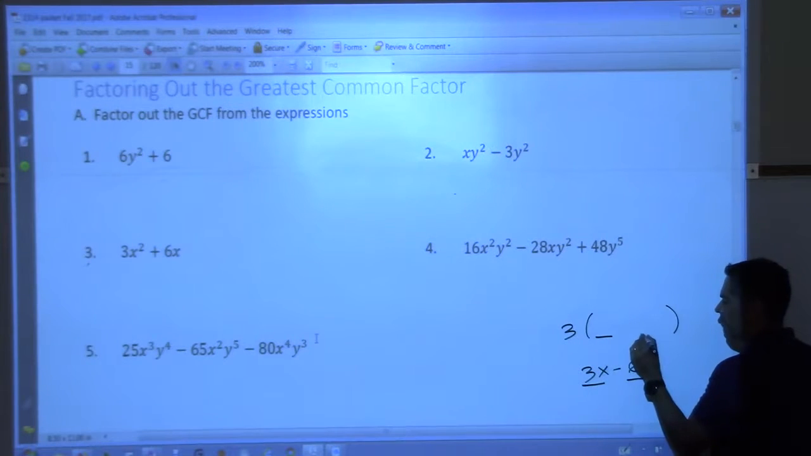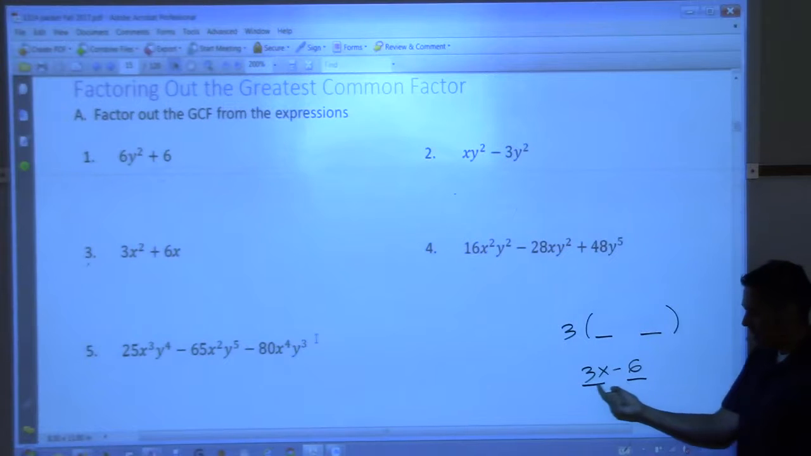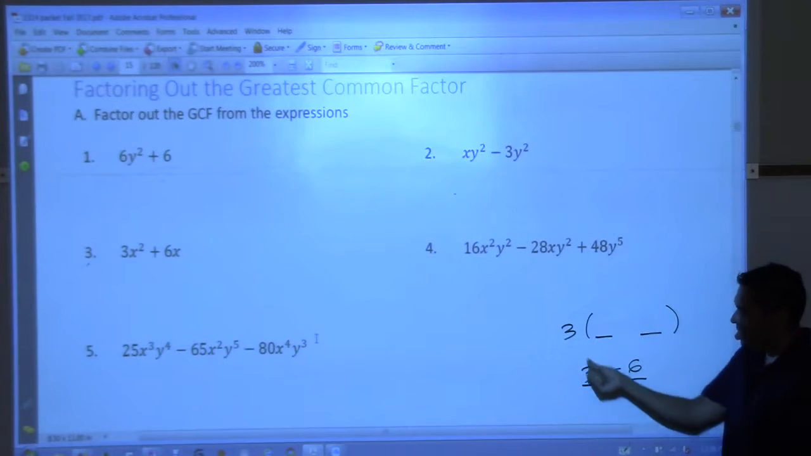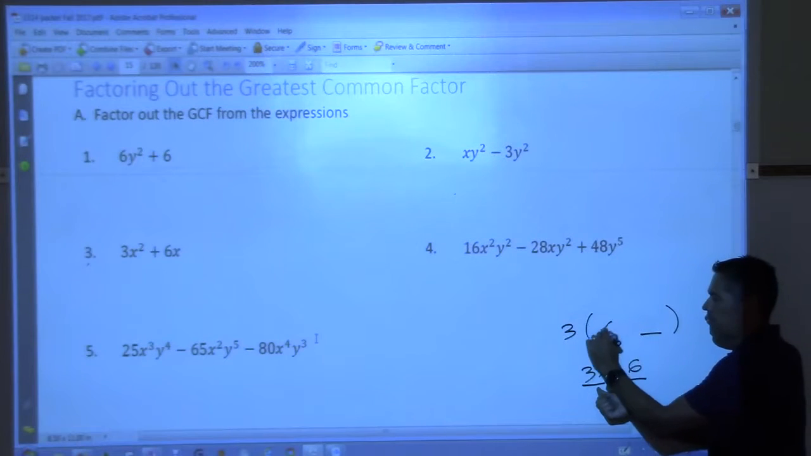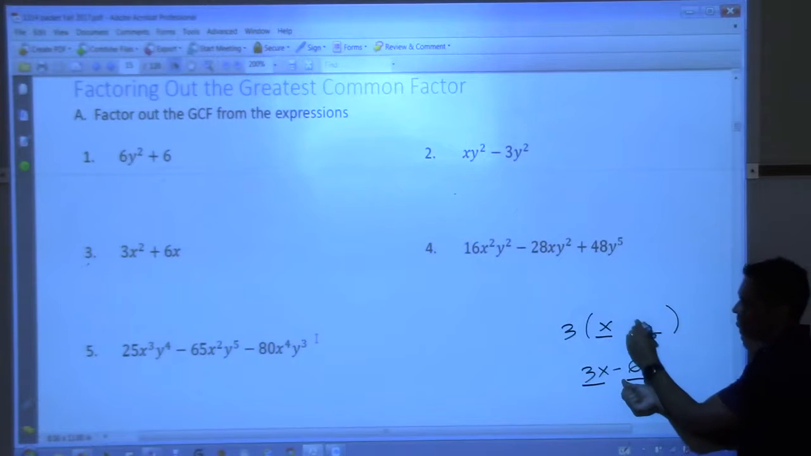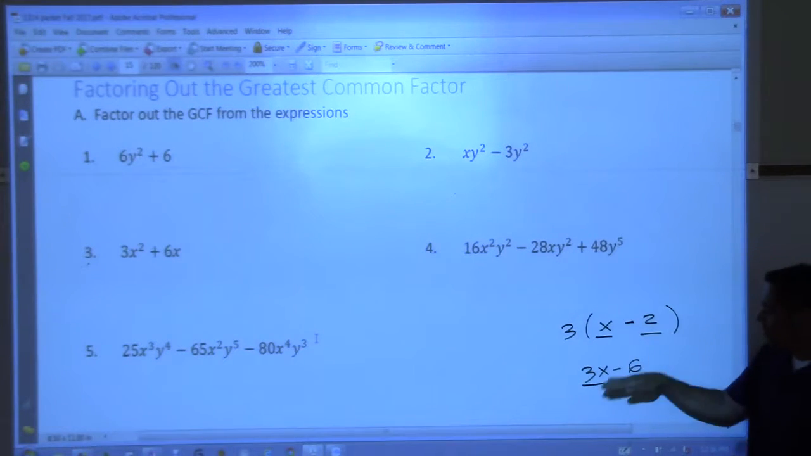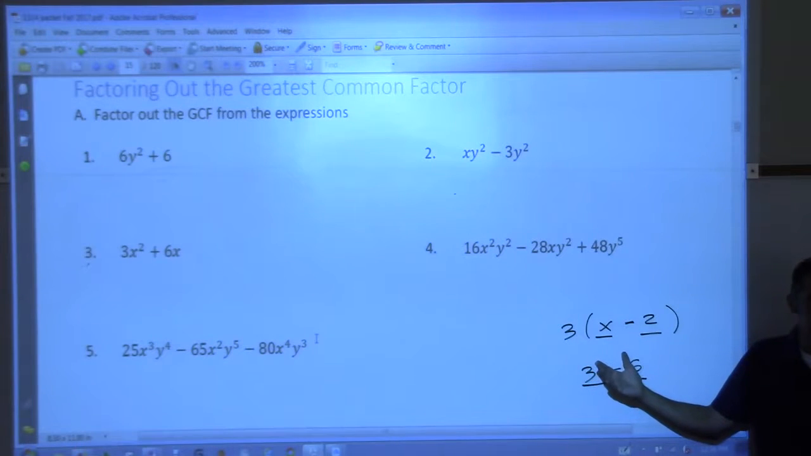And what I have to do is kind of reverse engineer this, figure out what I put here and here to get back these 2 things. So what would I have to multiply 3 by in order to get 3x? Just an x. And then what would I have to multiply 3 by to get negative 6? Negative 2, so I put minus 2 there, and that's how we get back. So going from here back to here is factoring using greatest common factor.